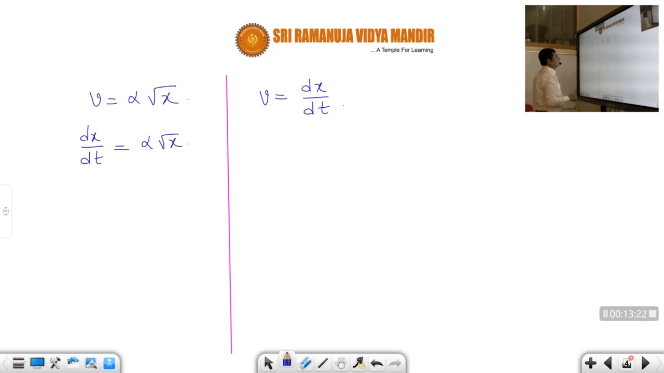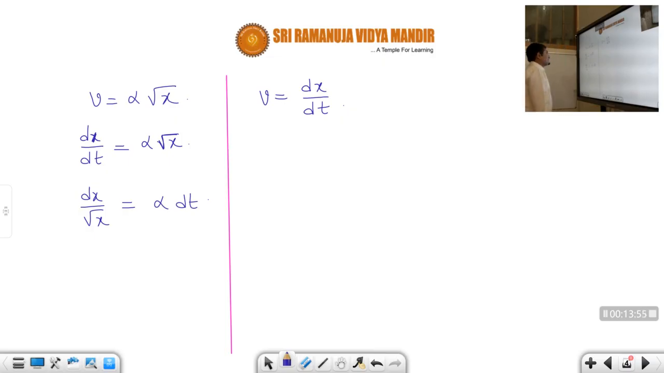Now if you see carefully, students, dx is there, and here root x is there. These are terms of x, one on the left hand side and one on the right hand side. So what we have to do is bring them to one side. Generally we bring dx in the numerator, so root x goes to the denominator. So dx by root x is equal to alpha times dt.